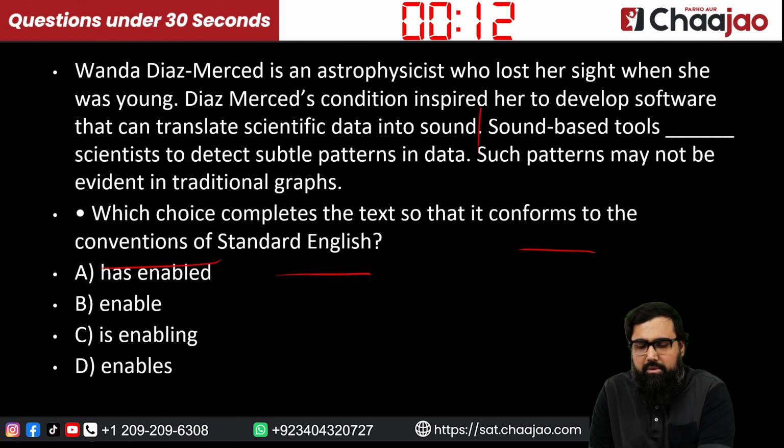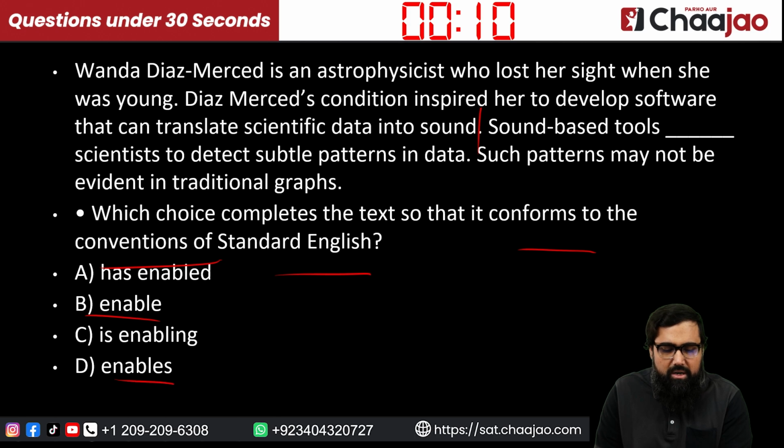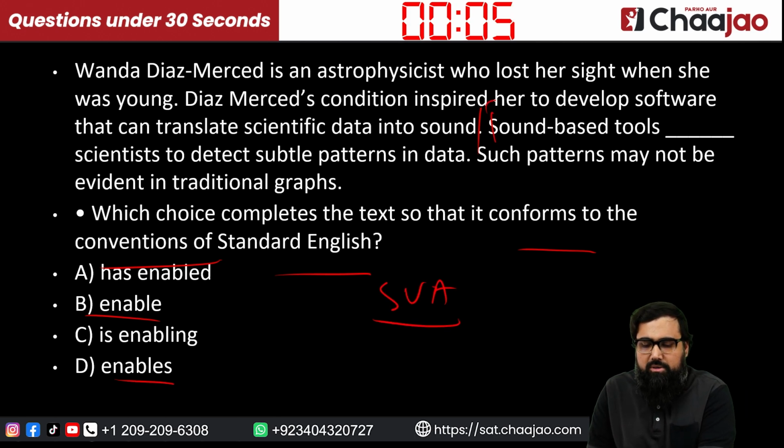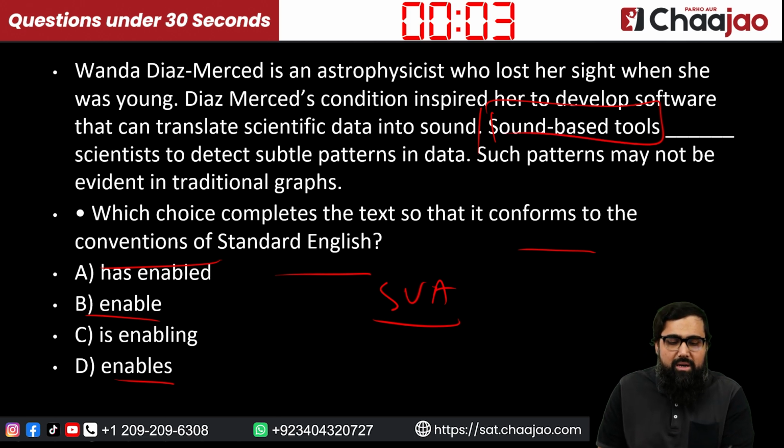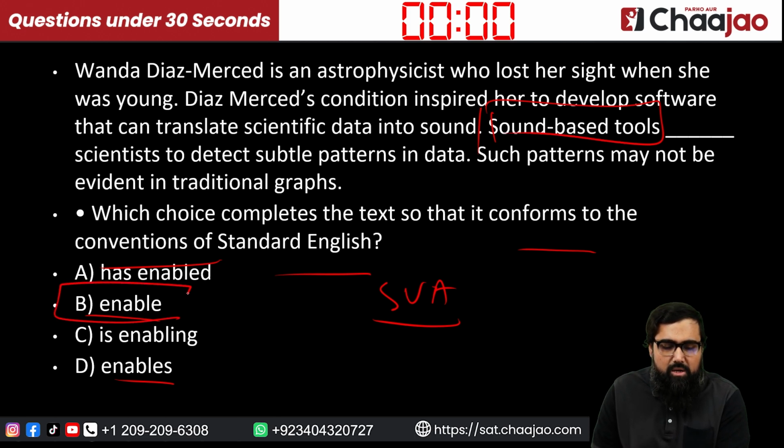So if you look at the options, you have a singular one and you have a plural one as well. So it looks like a subject-verb agreement question. And because you're talking about sound-based tools, it has to be plural. And the word that is plural will never have an S at the end. So it has to be answer B.